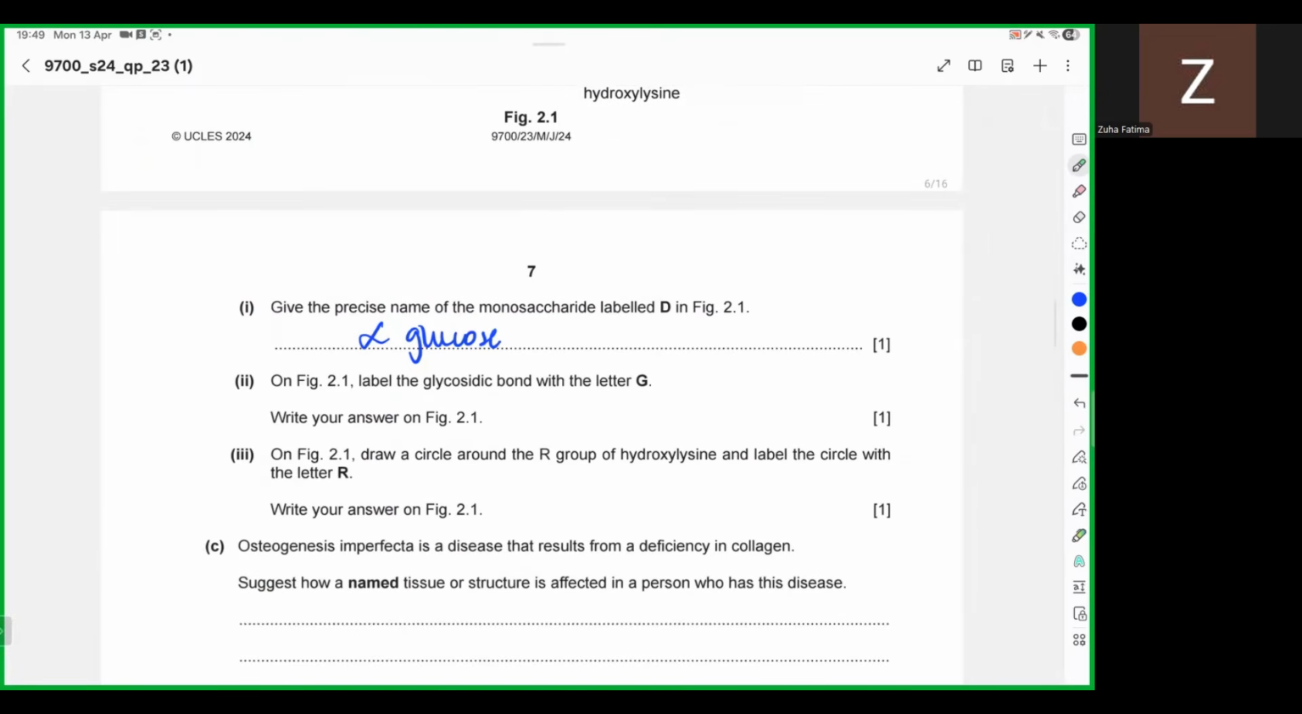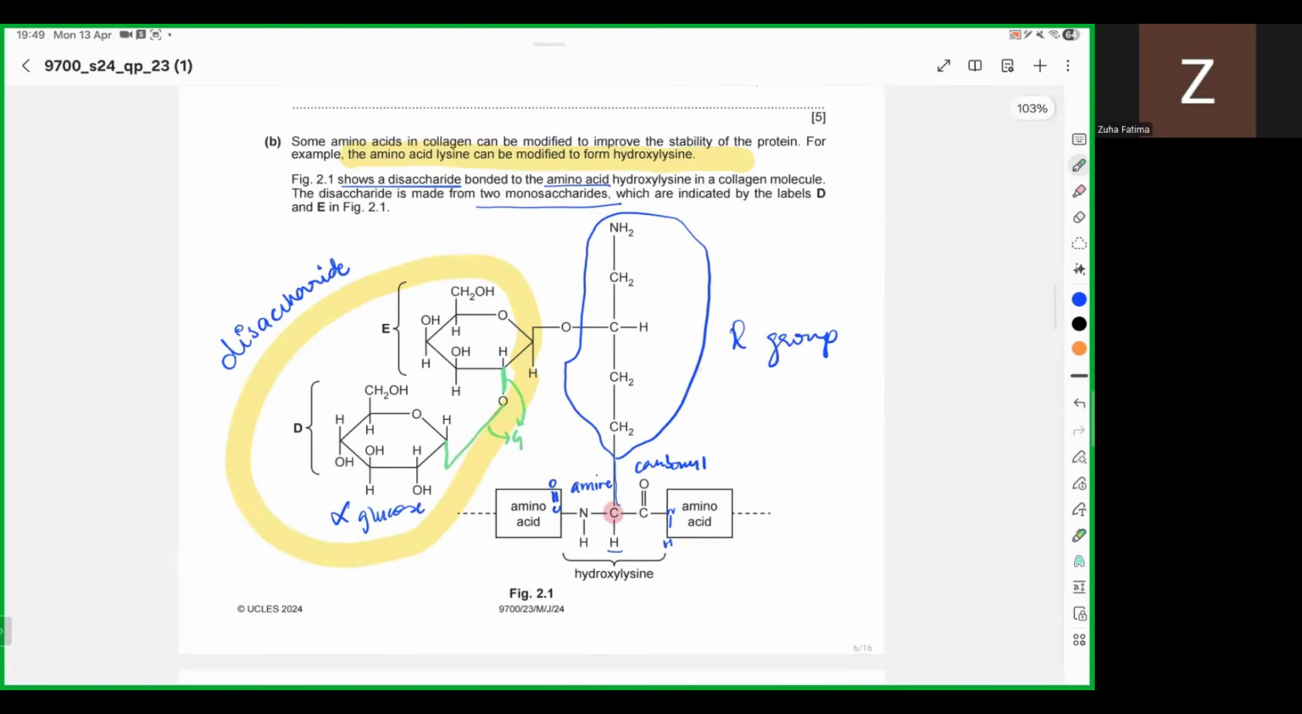On figure 2.1, draw a circle around the R group of hydroxylysine and label the circle with the letter R. वो हम पहले ही कर चुके हैं कि ये हमारे पास हमारा R group है. So NH2 से लेकर पूरा CH2 is your R group. हम O और H वाले पॉइंट को नहीं लेंगे. O ये बेसिकली हमारे पास वो बॉन्ड है जो कि हमारे डाइसैक्राइड को कनेक्ट करे R ग्रुप से. सो हमारे पास दिस इज बेसिकली द एसोसिएटिंग लिंक बिटवीन द डाइसैक्राइड एंड द R ग्रुप ऑफ द अमीनो एसिड.